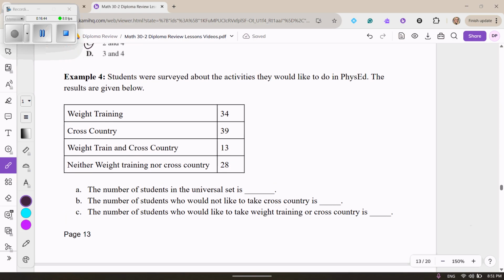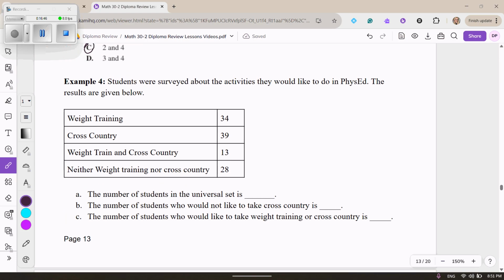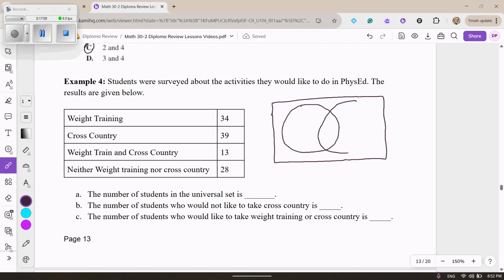Moving on to another example. Students were surveyed about the activities they would like to do in phys ed. The results are given below. So we can see there's weight training, cross country, and then combinations of these two things. So immediately when I see questions like this, I start thinking about a Venn diagram as the best way to represent this information. And in fact, you have to do some kind of Venn diagram if you want to be successful in these. Okay, so I'm going to label them as weight training and cross country.